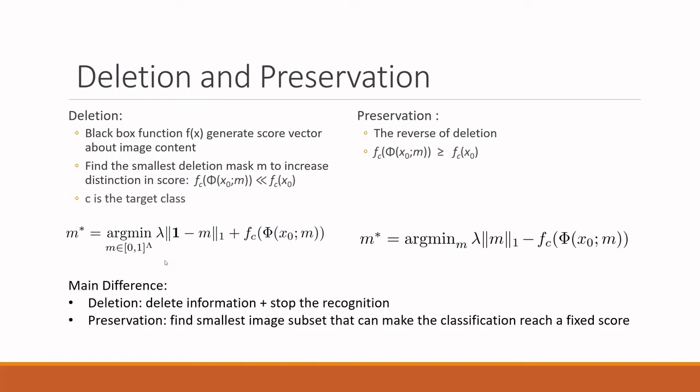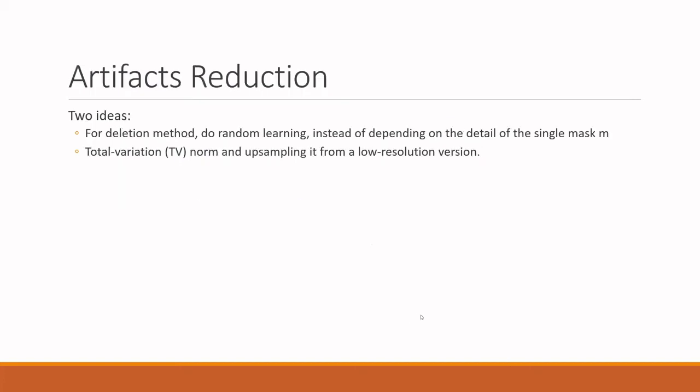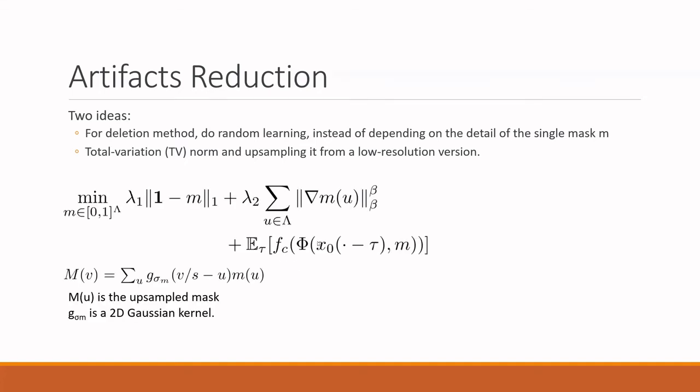Another difference is that the deletion method deletes as much information as possible so the object can no longer be recognized, while the preservation method finds the smallest image subset that can make classification reach a fixed score. Here are two ideas to reduce the artifacts. For the deletion method, do random learning instead of depending on the detail of a single mask M, use the total variation TV norm, and upsample it from a low resolution version. And this equation is formed based on these two ideas.